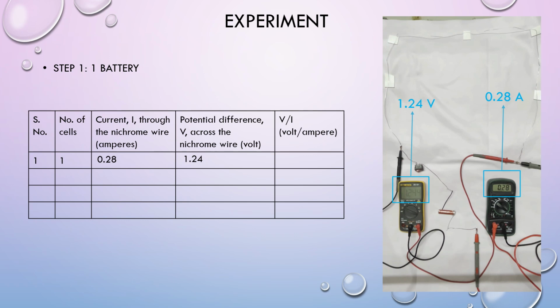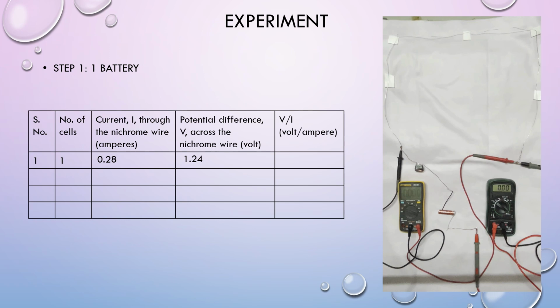Now once we make the readings, it is important to turn this network off. So whenever in any electric circuit, once we are done with making the measurement, it is always important to turn the circuit off by switching the key off. Okay, so now we have the measurements for a single battery.